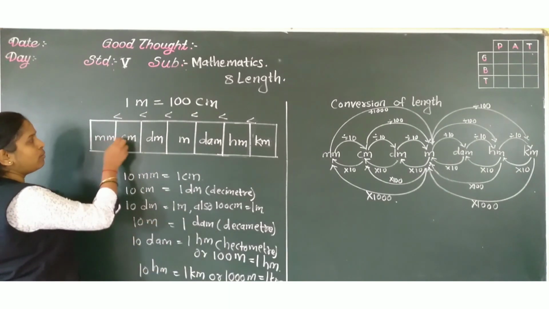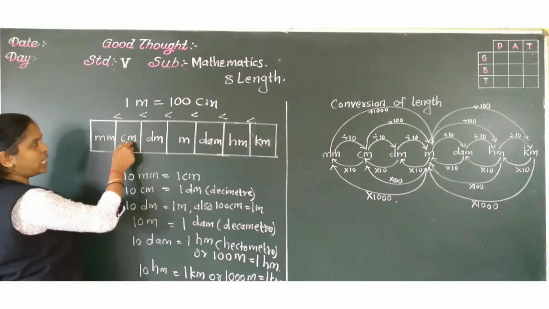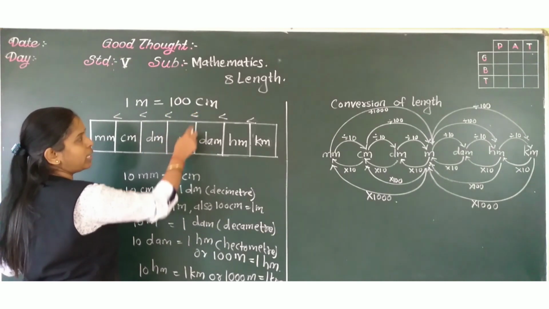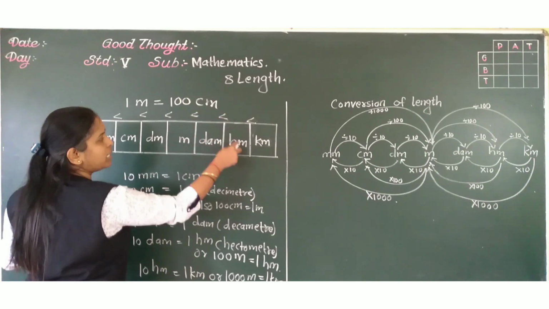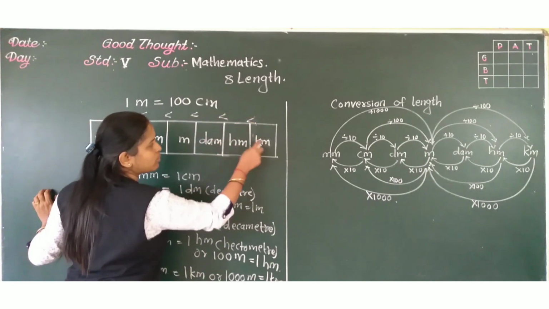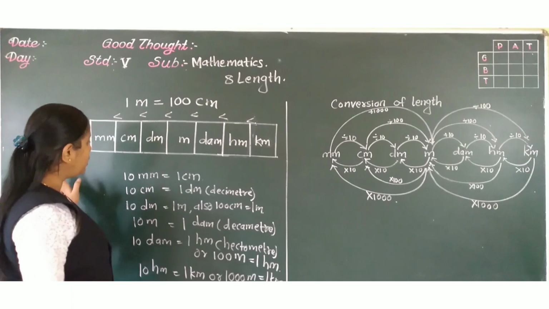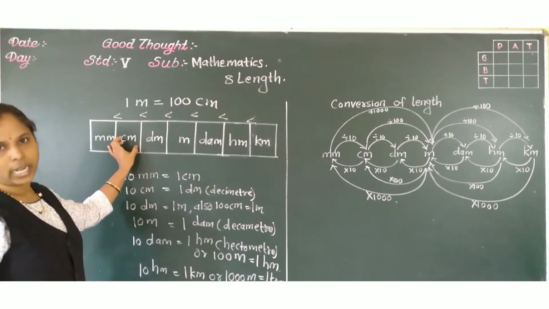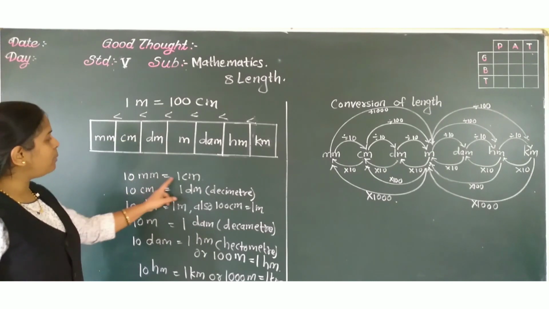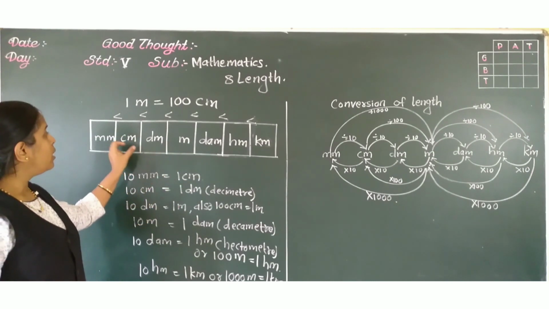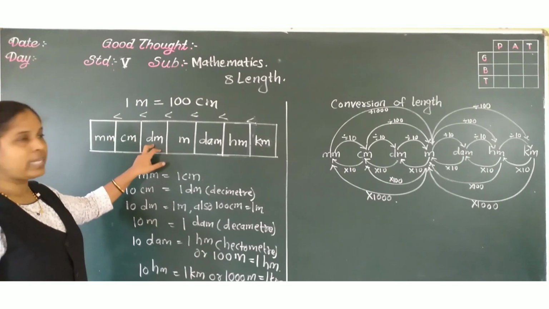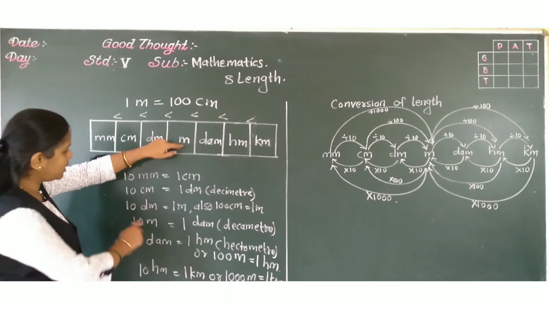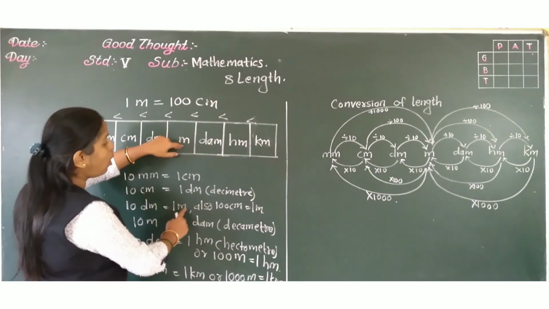Now see, millimeter is smaller than centimeter. Centimeter is smaller than decimeter. It is smaller than meter. Then meter is smaller than decameter. Decameter is smaller than hectometer, and hectometer is smaller than kilometer. Okay. See here. Now, 10 millimeter is equal to 1 centimeter. 10 centimeter is equal to 1 decimeter. 10 decimeter is equal to 1 meter.